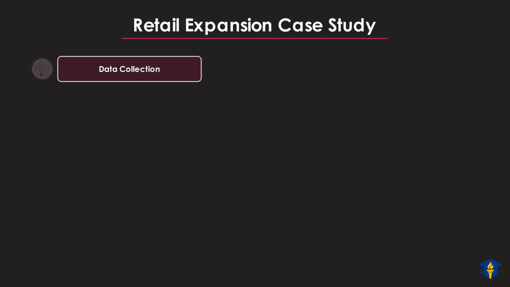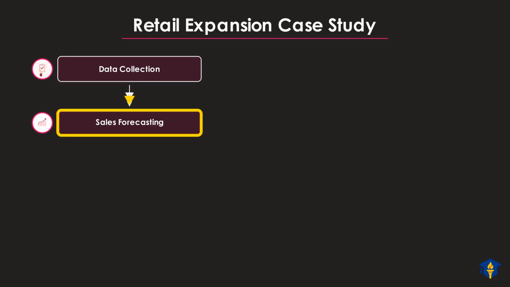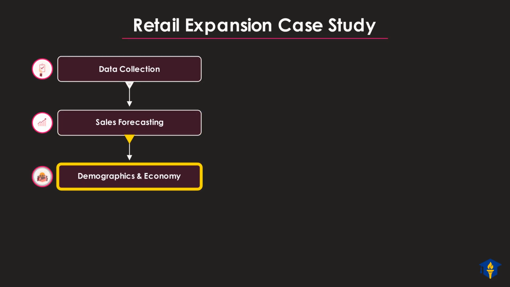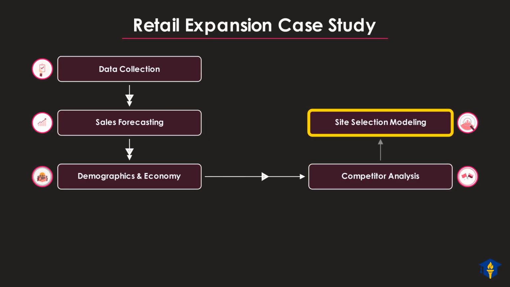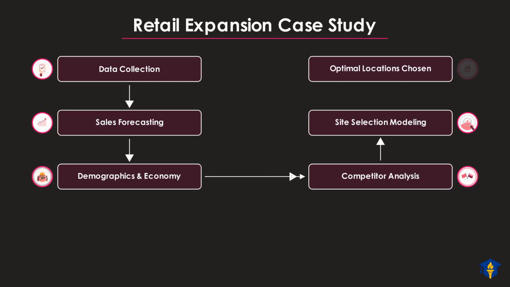The initial step in any expansion project is always thorough data collection. Following that, accurate sales forecasting is performed to project future demand. Analyzing demographics and the economy provides crucial context for market conditions. Competitor analysis helps understand the market landscape and potential rival impacts. Site selection modeling then uses these insights to evaluate optimal locations. Ultimately, the process leads to the identification and selection of optimal locations for new stores.